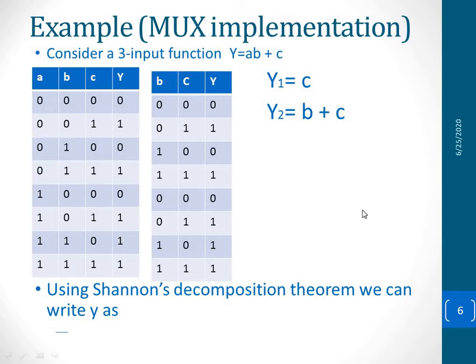So using Shannon's decomposition theorem, we can write it as a bar into c plus a into b plus c, because this part we have written as b plus c and this part we have written as c. And what is this part? It is a bar because it is 0. And what is this part? It is a because it is 1. So it is written as a bar c plus a into b plus c.